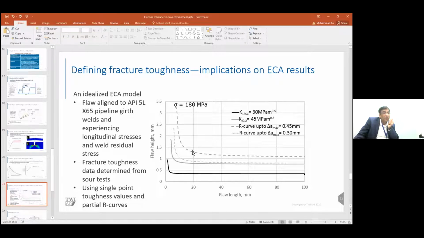It is very important that, whatever the test methodology used, there should be a high level of confidence in the number, in the form of a single point fracture toughness value or a partial R curve, which we use in any safety assessments.